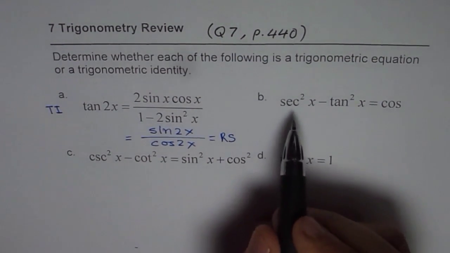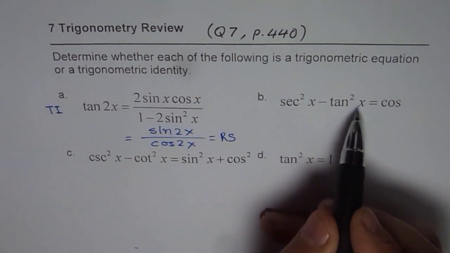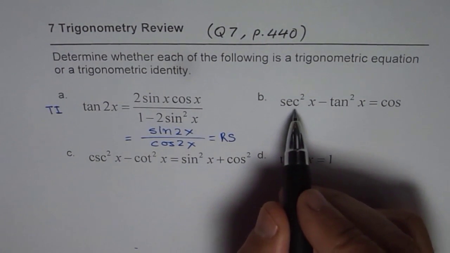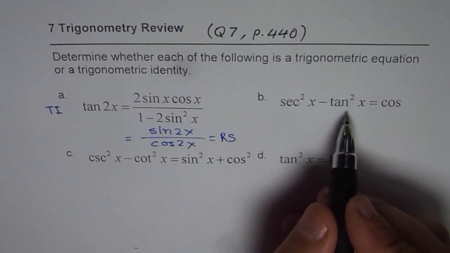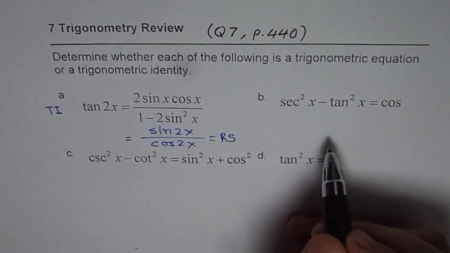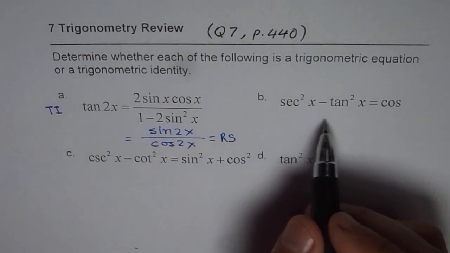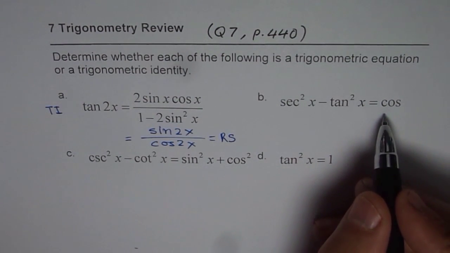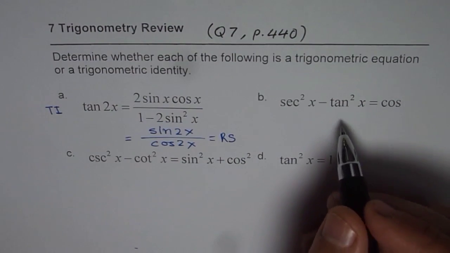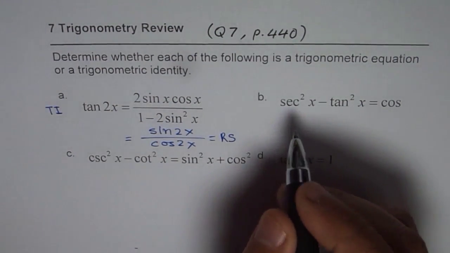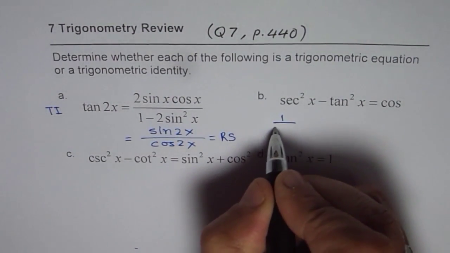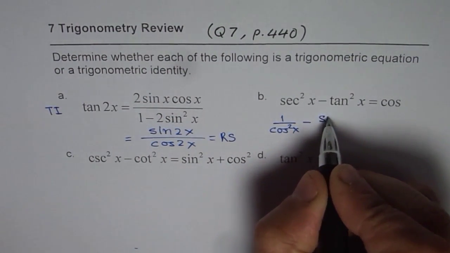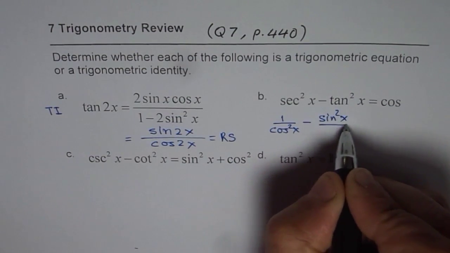So let me write TI here. The next one here is secant squared x minus tan squared x equals cos x. Now, we could use the Pythagorean identity and work it out. Secant squared x minus tan squared x is what we know. But let me do it the other way, a long way. We know it is not an identity, but it is an equation, of course. So secant squared x could be written as 1 over cos squared x, correct? Minus tan squared x, which is sin squared x over cos squared x.